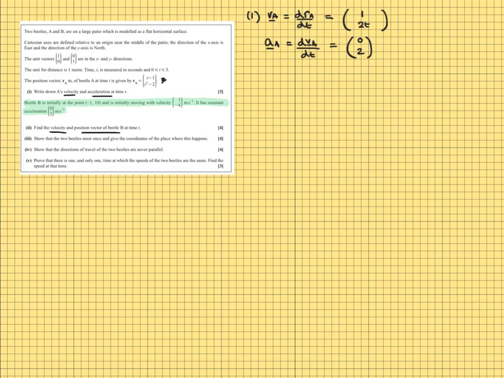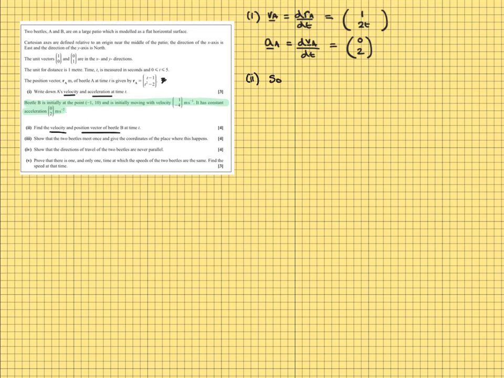There are different ways in which you can do this. Because beetle B is travelling with a constant acceleration, we can make use of the SUVAT equations in vector form, or we can integrate the acceleration vector to find the velocity vector. We can then integrate the velocity vector to find our displacement vector, etc. I think it's going to be a little bit simpler to make use of the SUVAT equations in their vector form. So let's write down what we know.